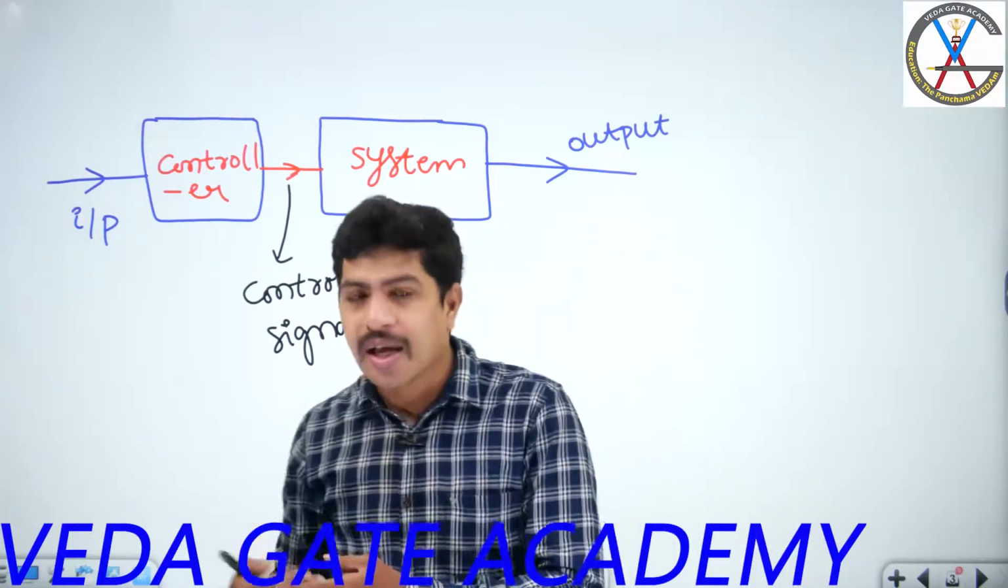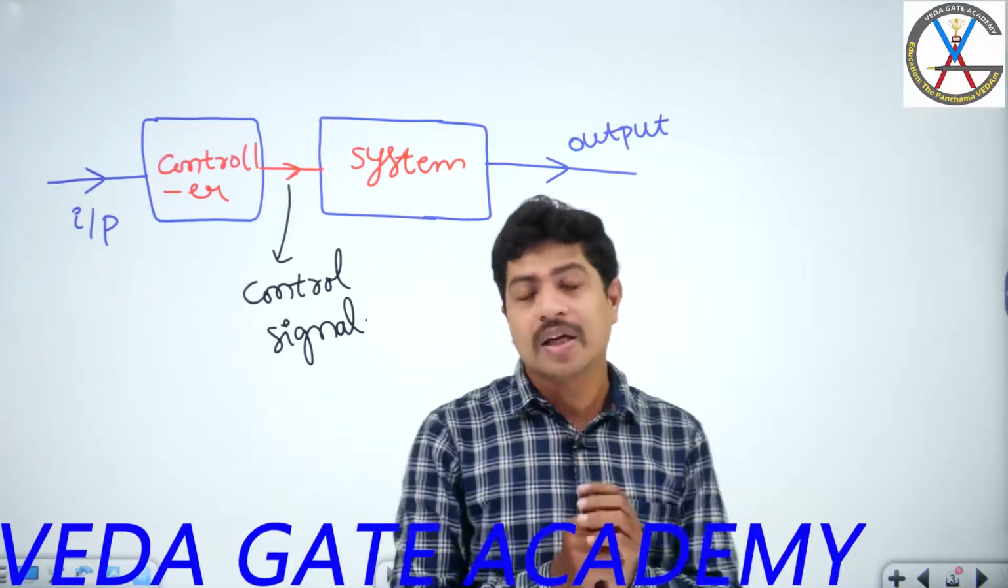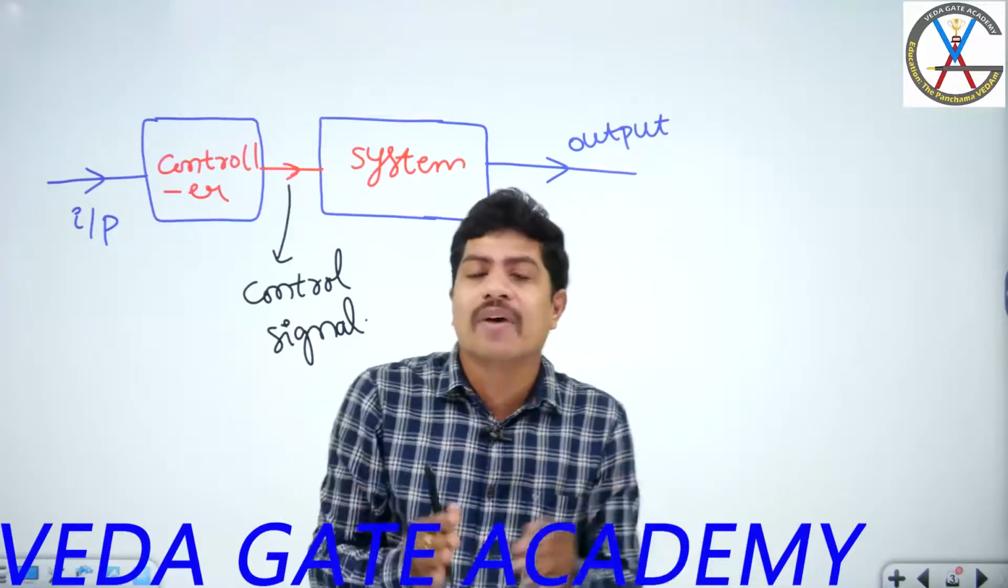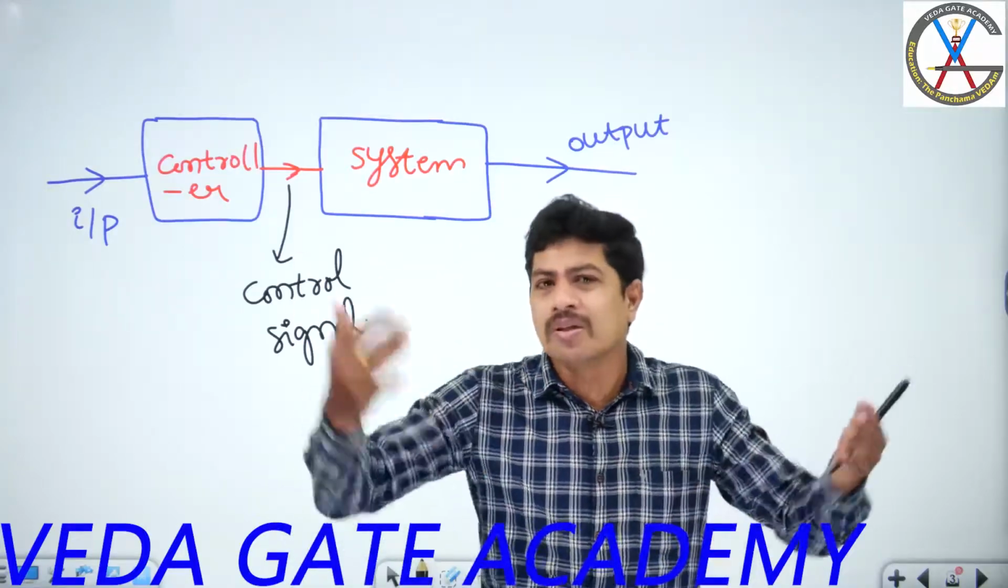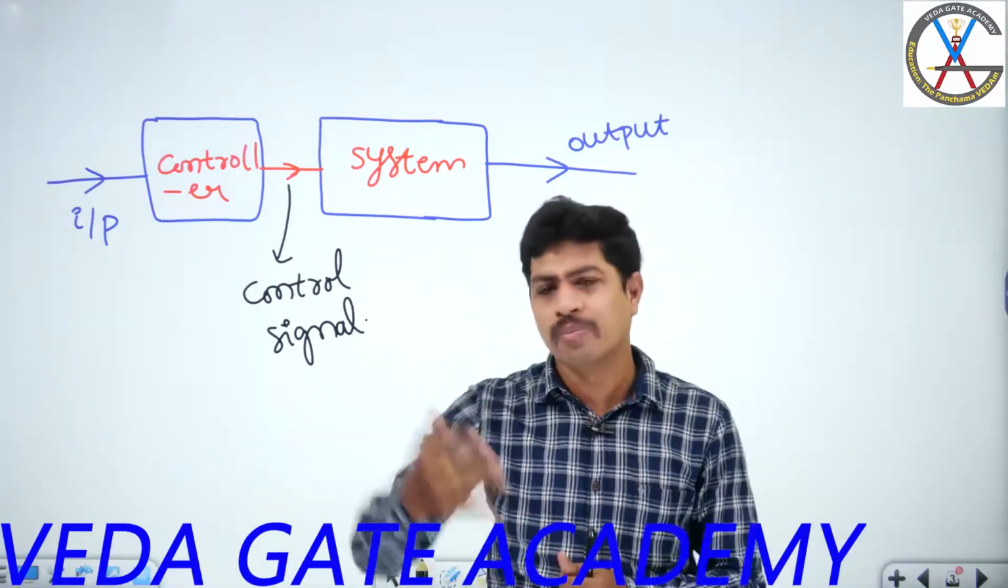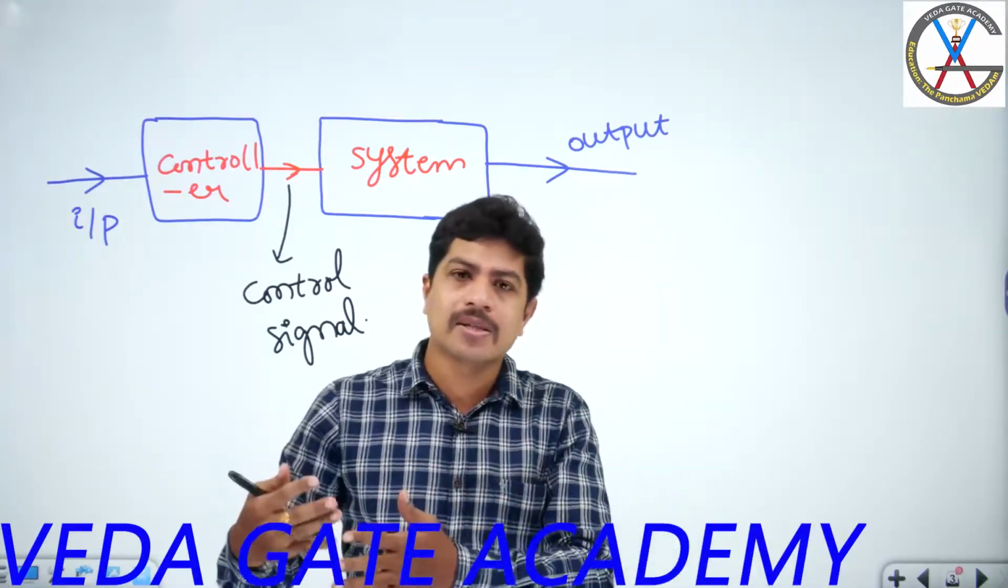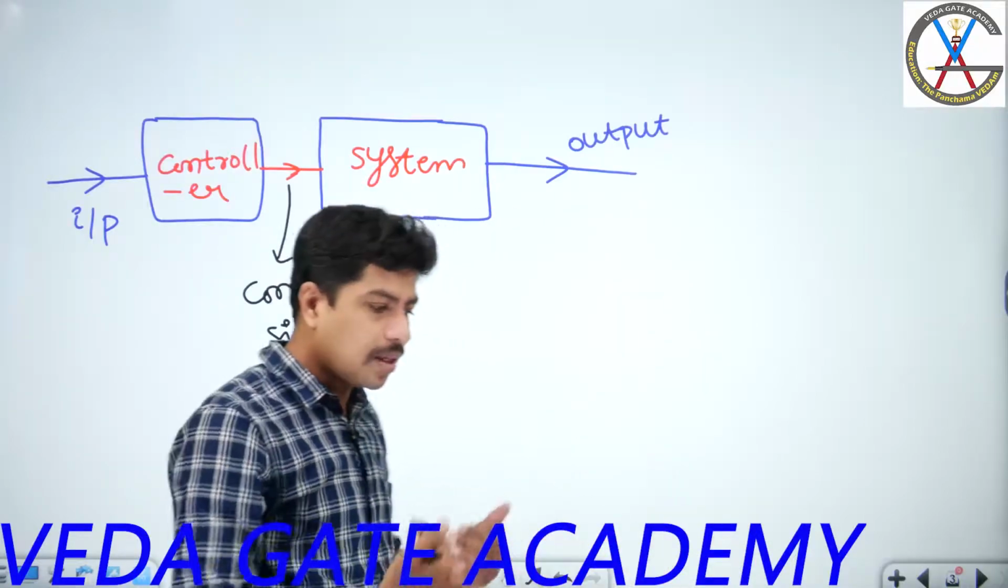Before I proceed, I want to explain a few things. Every control system is going to have two parts, not exactly two inputs. One is a signal part, another one is a power part. What is that signal part and power part?